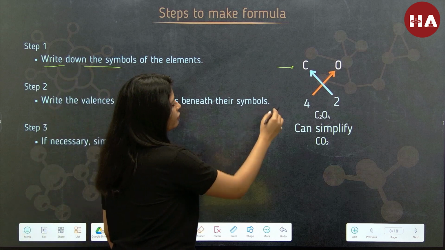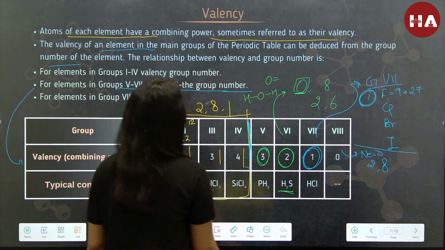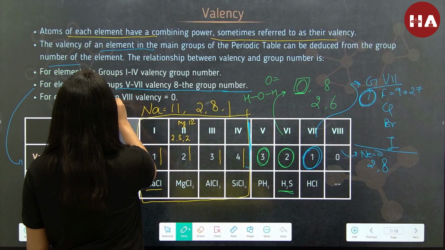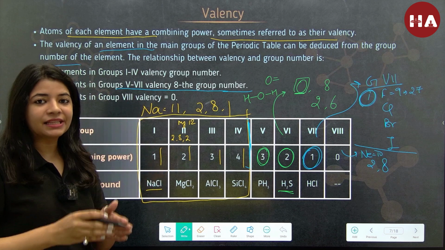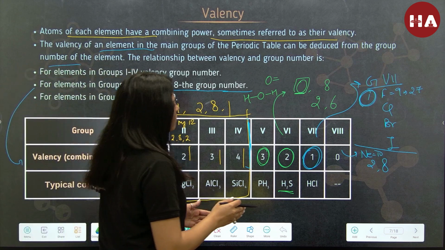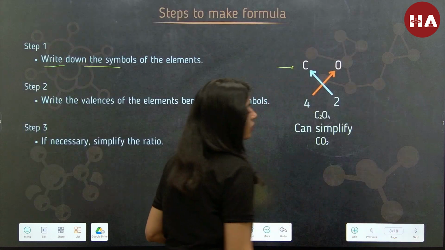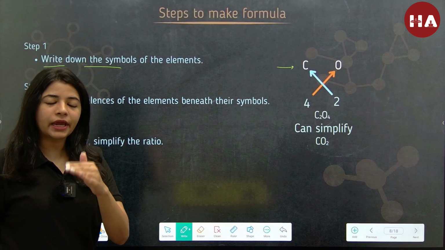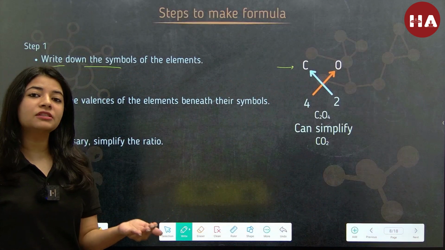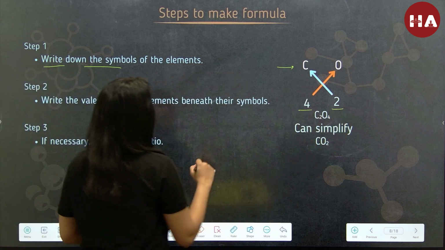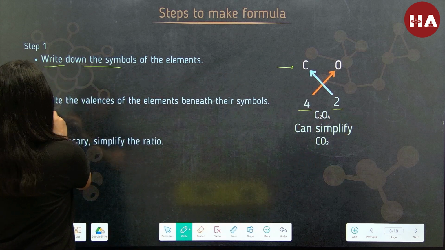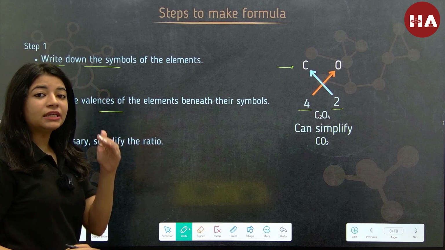The valency of carbon is 4 and that of oxygen is 2, right? Carbon belongs to group 4, so its valency is 4. And oxygen belongs to group 6, therefore 8 minus 6 is 2. Hence, the valency of oxygen is 2. So we will write down the valencies here. The next step is also clear: write the valencies of the elements beneath their symbols.